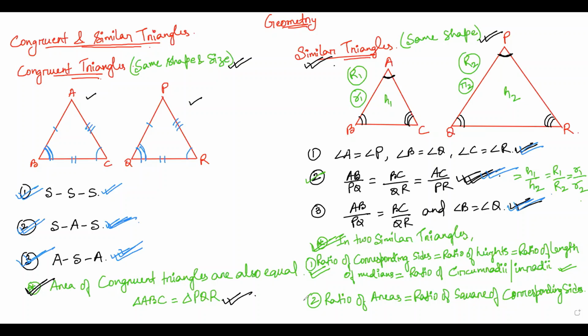Also, in case of two similar triangles, the ratio of the areas of the two triangles is equal to the ratio of the squares of their corresponding sides. That is, if triangle ABC and triangle PQR are two similar triangles, then the ratio of the area of triangle ABC to the area of triangle PQR is equal to the ratio of the squares of corresponding sides, that is BC square upon QR square, or AB square upon PQ square, or AC square upon PR square.